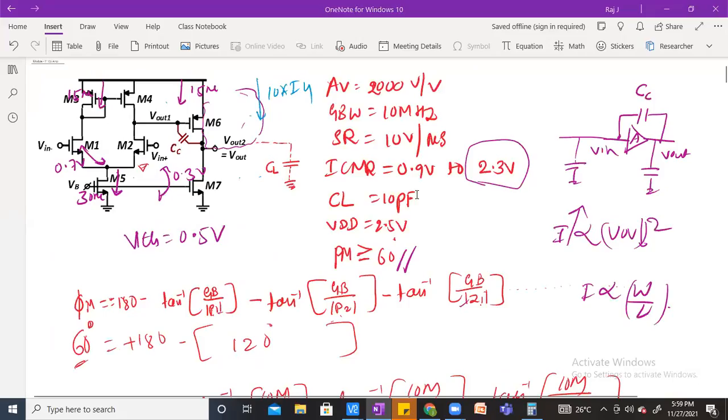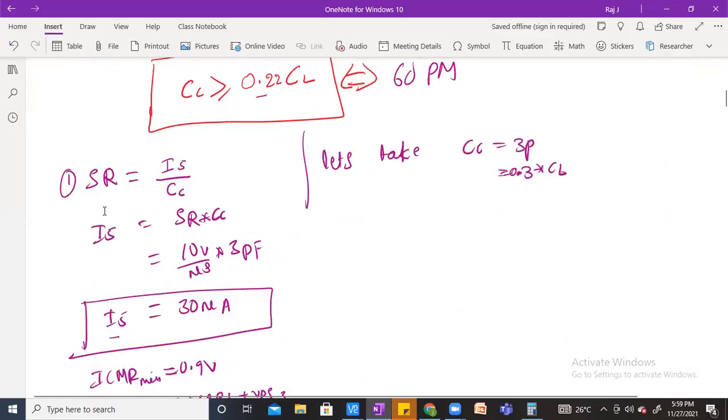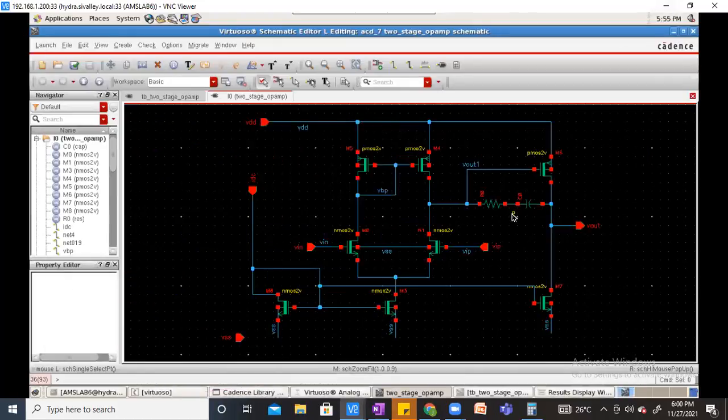I think these are the specs we considered for designing it, right? If I go back, gain we have calculated, gain bandwidth is done, slew rate is done, input common mode also we saw, load capacitor, supply, phase margin we saw. What else? That's it, right? Slew rate also we saw. Yes, sir. We are pretty much done with the two-stage Opamp. Any questions? If not, we'll move to the other topology.